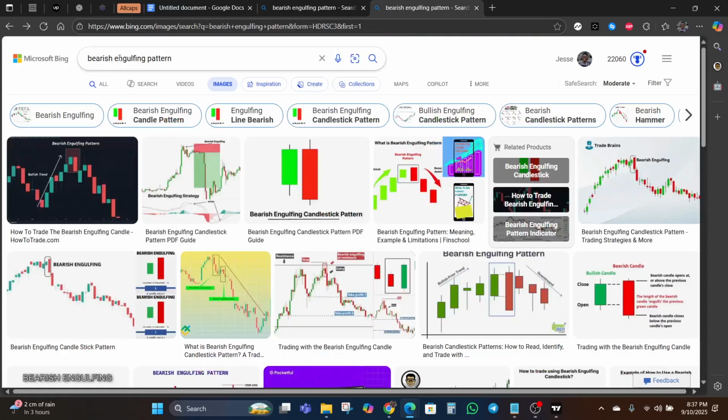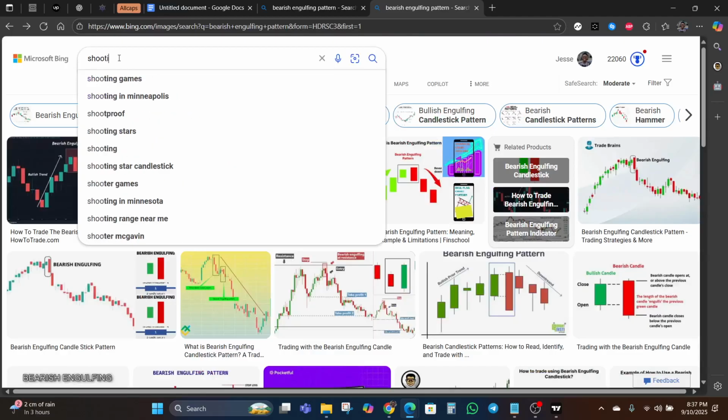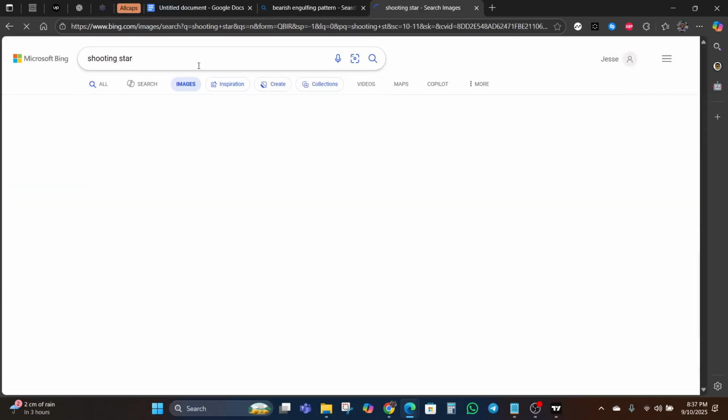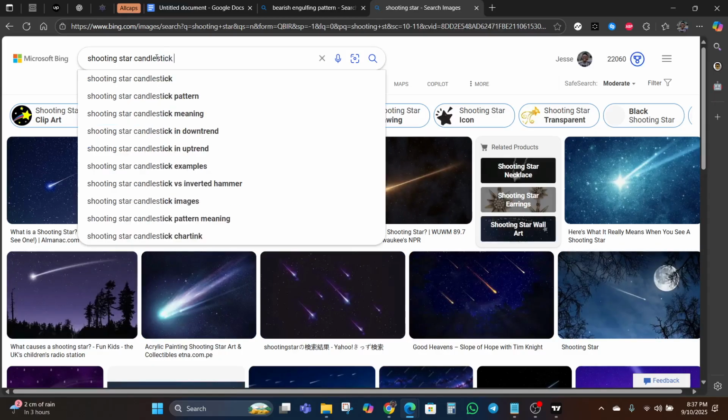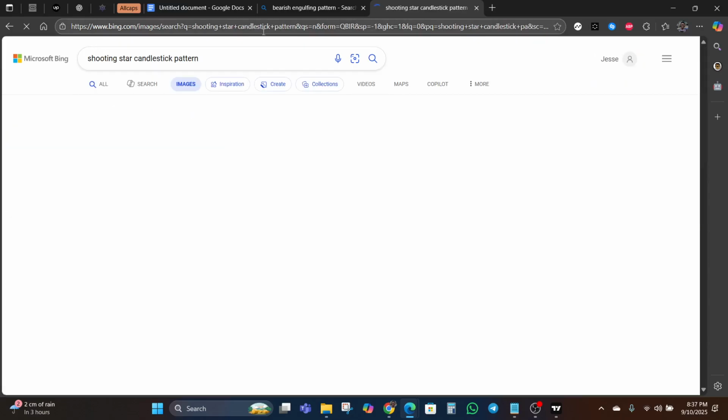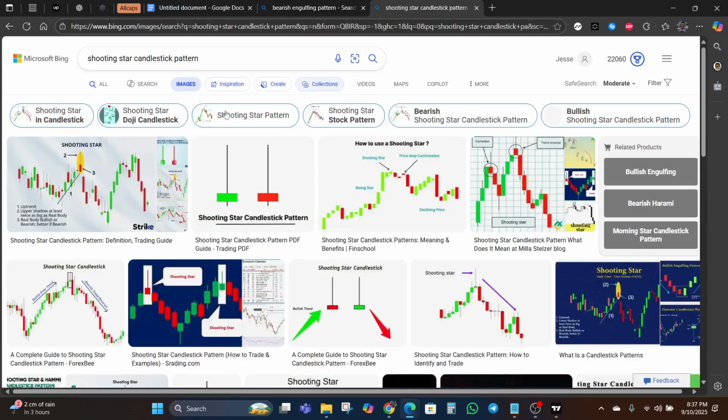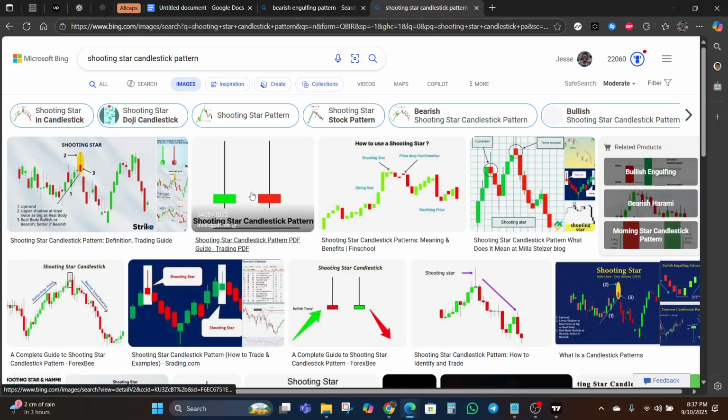Next we have the shooting star. The shooting star candlestick pattern is one that has a small body near the bottom and a long wick on top. You can see it could be a green candle or a red candle. The main thing is that there's going to be a small body at or near the bottom, and then you have a long wick above. So this is called a shooting star.